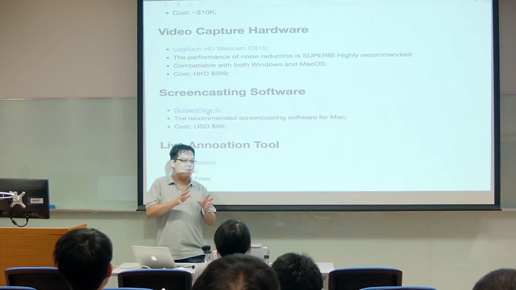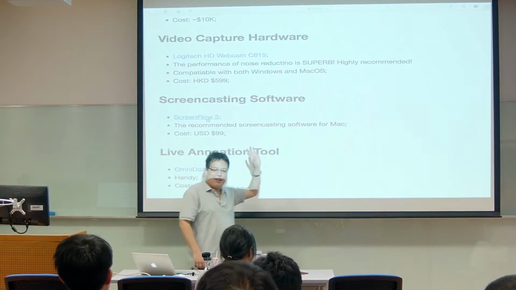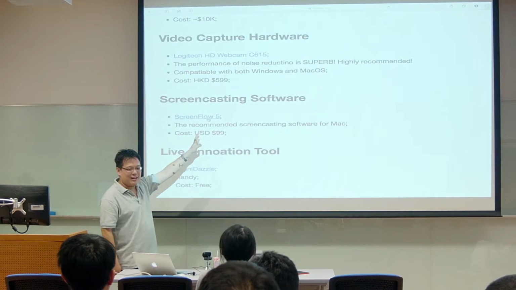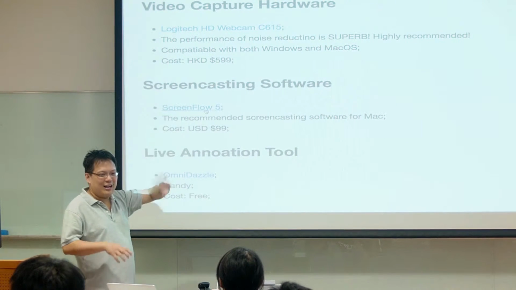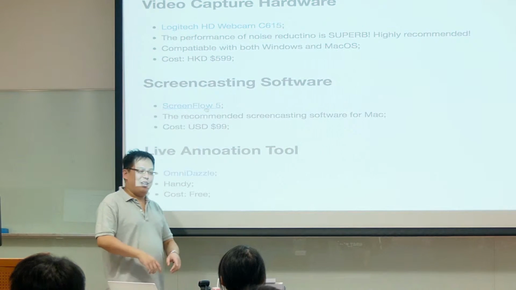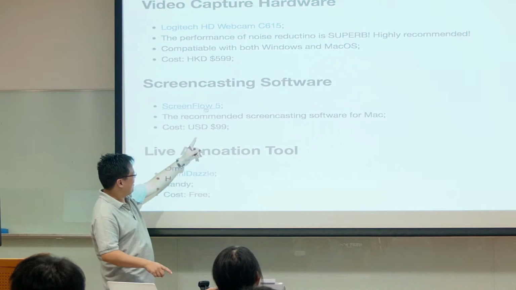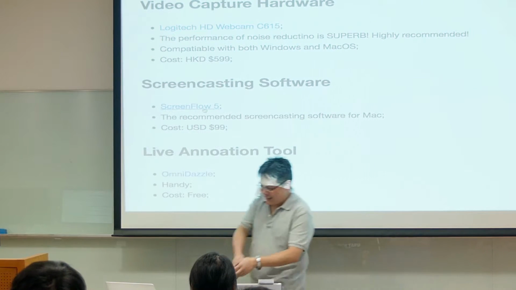Now here comes the software. I guess CSG staff will already know about it because last Christmas we launched something like this, where the department will purchase the license for you. But if you are not in CSG, sorry, you have to buy it yourself. It is $99. So what is it? Let me try it.